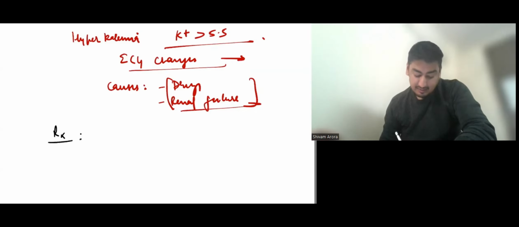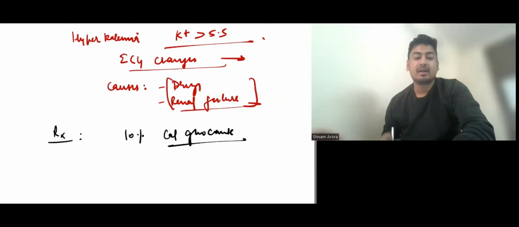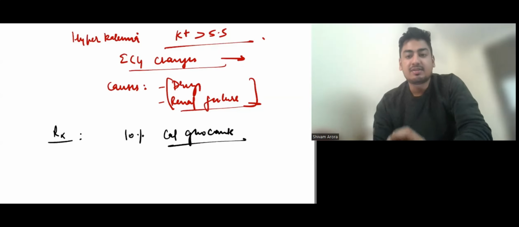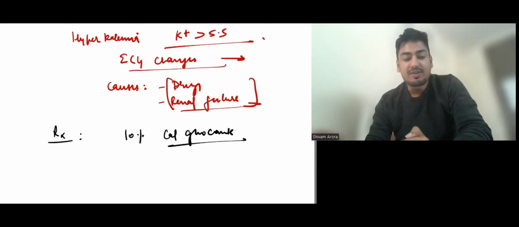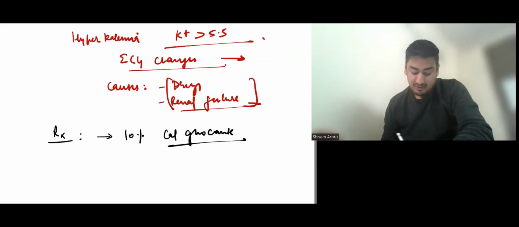Now treatment is, one is 10% calcium gluconate. What it does is it stabilizes the myocardium. So the effect of potassium on the myocardium decreases, and it decreases the chances of cardiac arrest and cardiac arrhythmias. So definitely we have to start the treatment with 10% calcium gluconate.